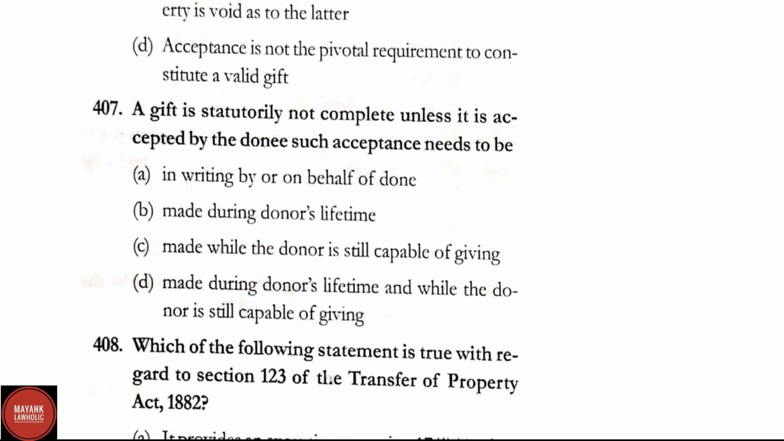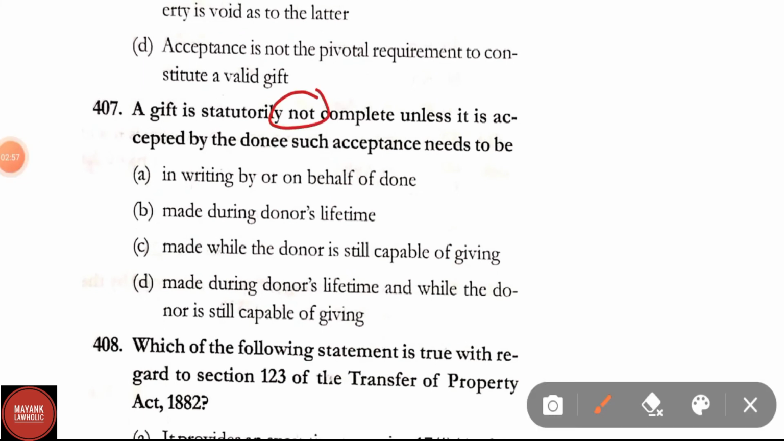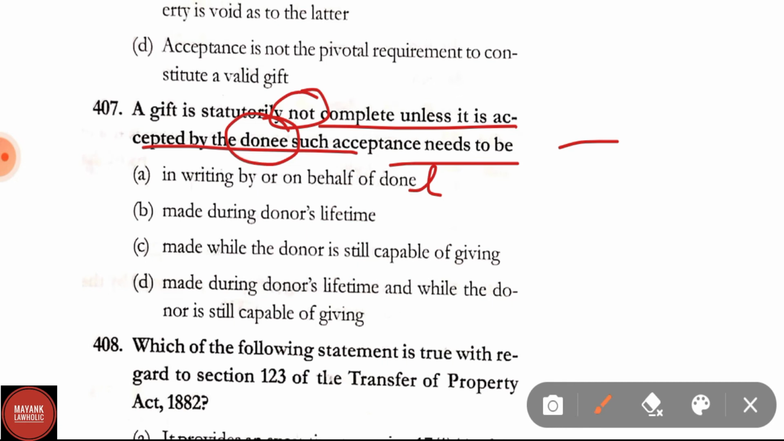Question number 407. A gift is statutorily not complete unless it is accepted by the donee. Such acceptance needs to be in writing by or on behalf of the donee, made during donor's lifetime, made while the donor is still capable of giving, made during donor's lifetime and while the donor is still capable of giving. Here the correct answer is option B, that is made during the donor's lifetime.